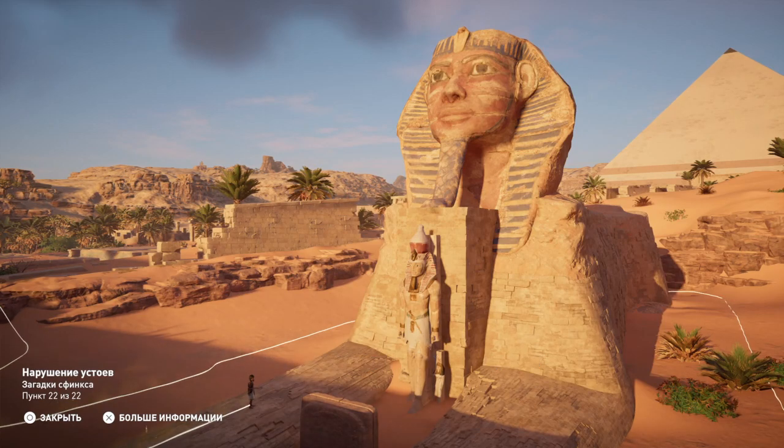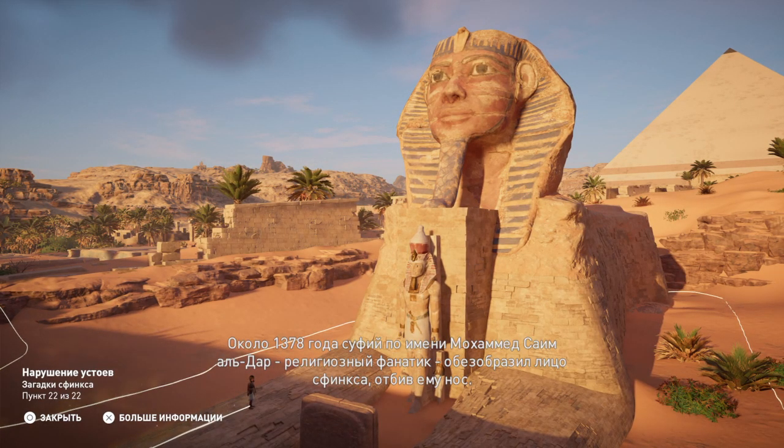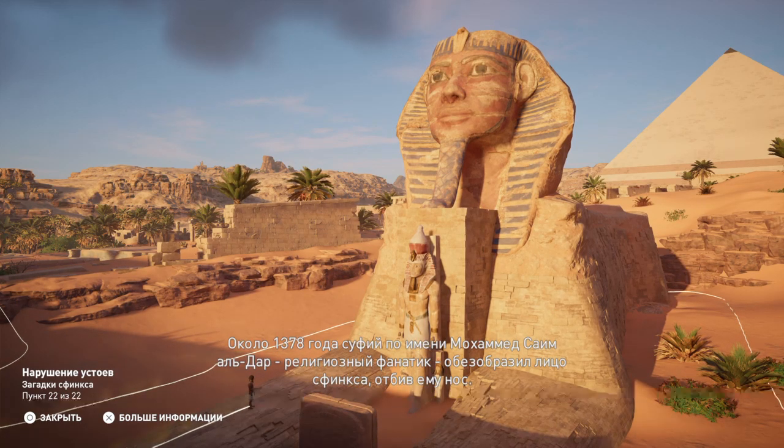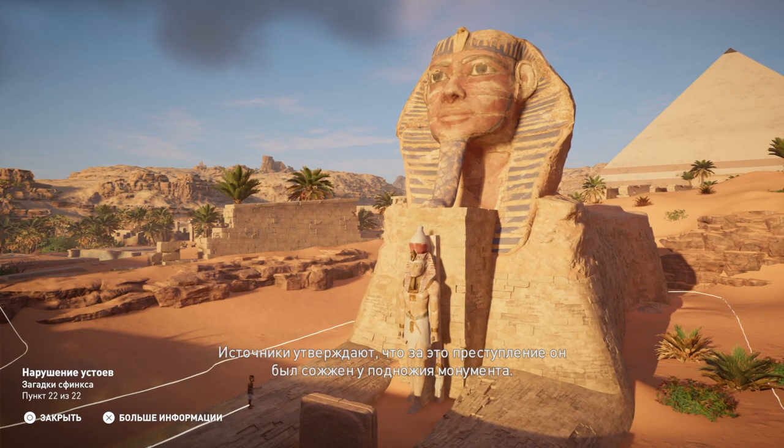Around 1378, a Sufi by the name of Muhammad Sa'im al-Dar could not stand this vision of the monument, and in an iconoclastic act, broke the nose of the Sphinx. According to the texts, he was then hanged and burned between the legs of the Sphinx for his crime.